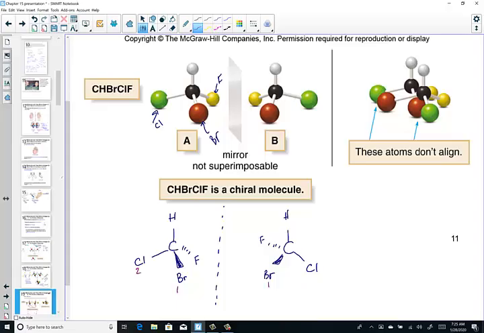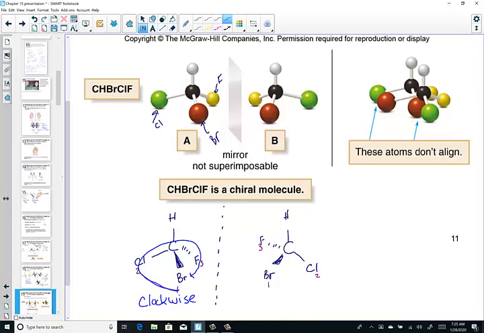Chlorine is number 2. It does not matter what I call them; I just want to know what I'm keeping track of. Bromine, chlorine. Let's make fluorine number 3. Are they spinning the same or spinning in opposite directions? Connect your numbers. Our first is spinning in a clockwise fashion.